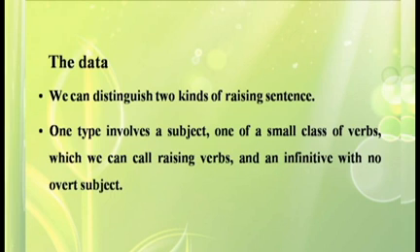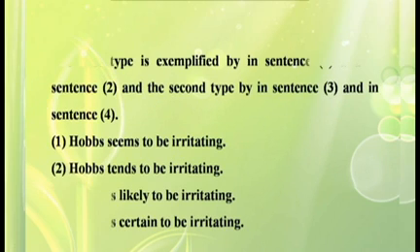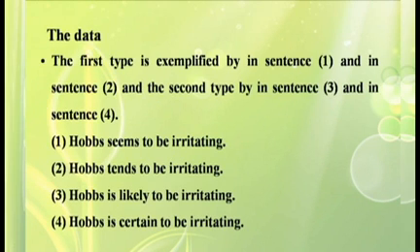We can distinguish two kinds of raising sentence. One type involves a subject, one of a small class of verbs, which we can call raising verbs, and an infinitive with no overt subject. The other type involves a subject, a form of be, one of a small class of adjectives, which we can call raising adjectives, and an infinitive with no overt subject. The first type is exemplified by 1 and 2, and the second type by 3 and 4.